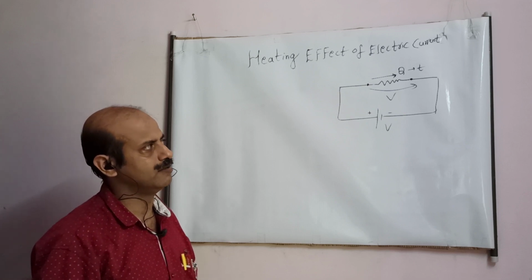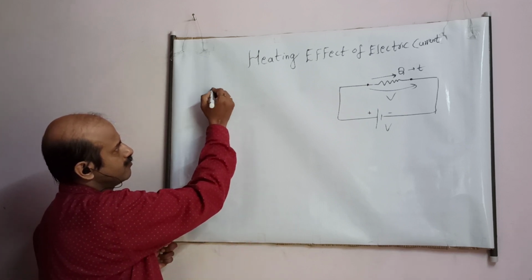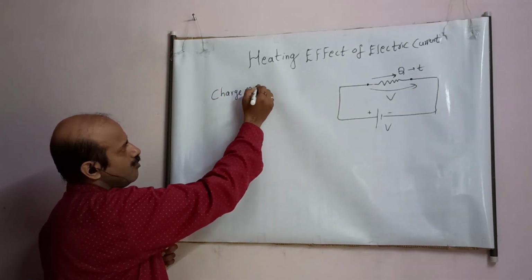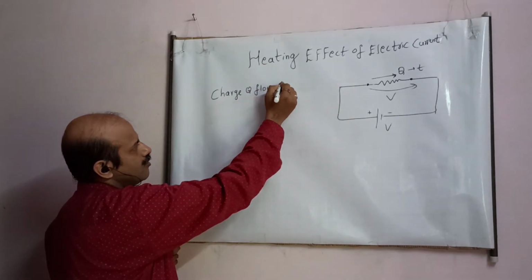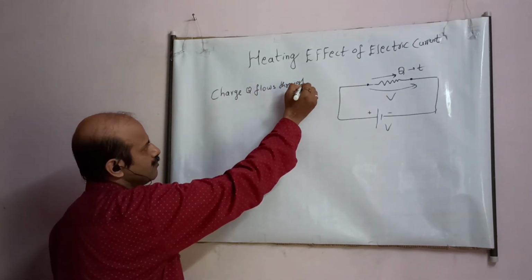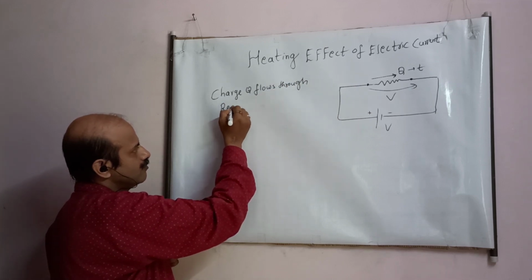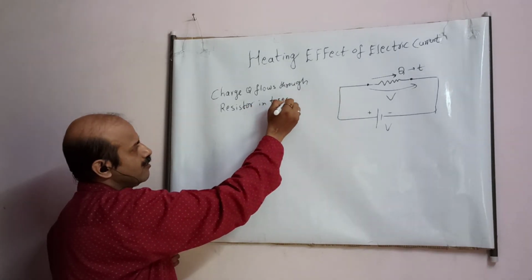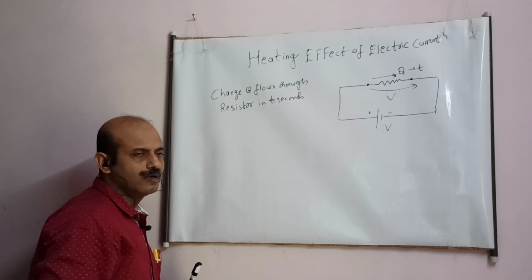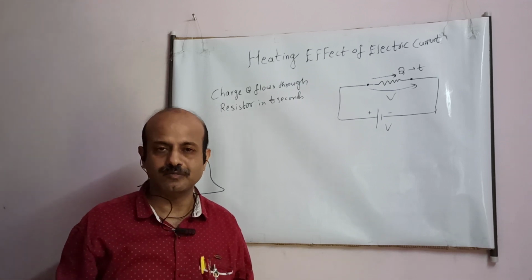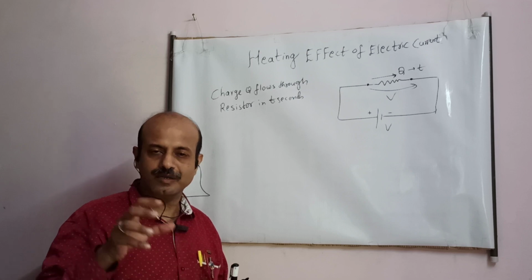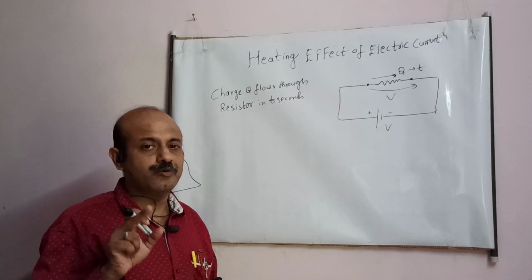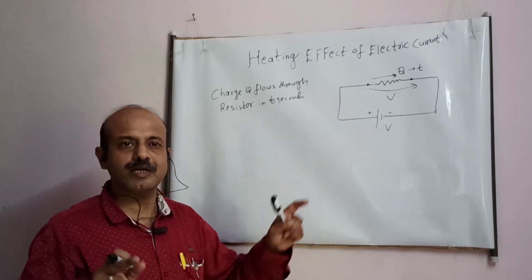Now suppose, student, a charge Q flows through the resistor in t seconds. Okay, student. Now how will this charge flow? Work has to be done, student. To make movement, work has to be done, energy has to be delivered. Who is doing this work? This battery. Battery is doing that work.